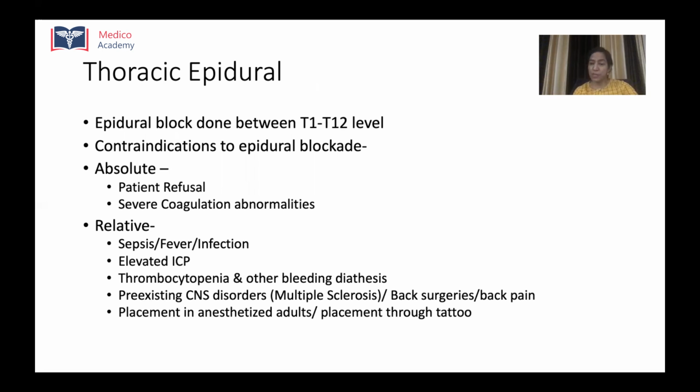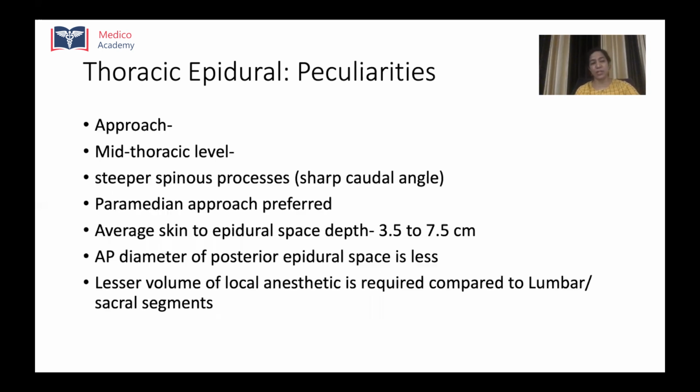There are certain absolute contraindications like patient refusal as well as severe coagulation abnormalities that have to be kept in mind. Relative contraindications include sepsis, fever, infection, elevated ICPs, then prior CNS disorders, multiple sclerosis, etc., back surgeries, back pain, thrombocytopenia, as well as other bleeding disorders, or placement in anesthetized adults or placement through tattoos. These form the relative contraindications.